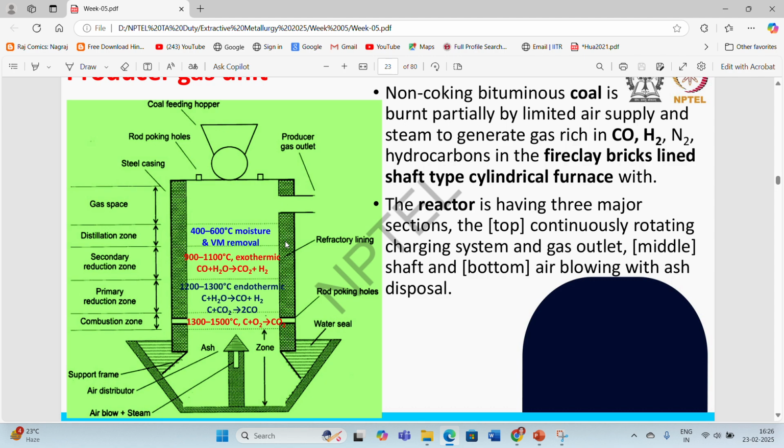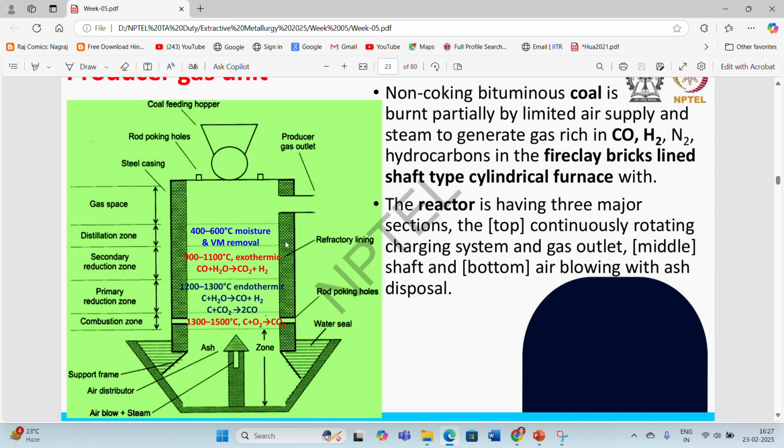Why are we trying to convert non-coking bituminous coal into gaseous content? Why can't we use it directly? Because the main property of non-coking bituminous coal is a very high amount of ash content. These coals can contain an ash percentage as high as around 40 to 50% sometimes.